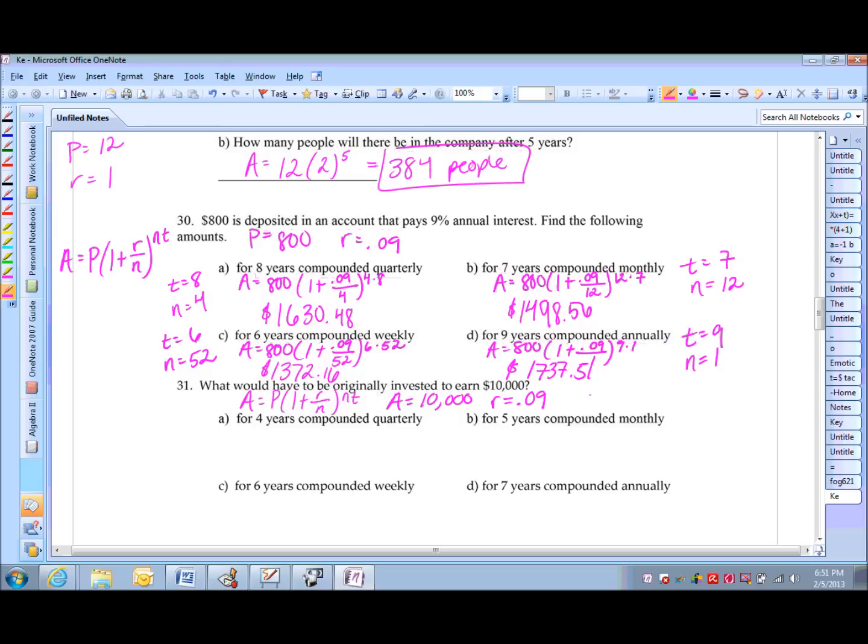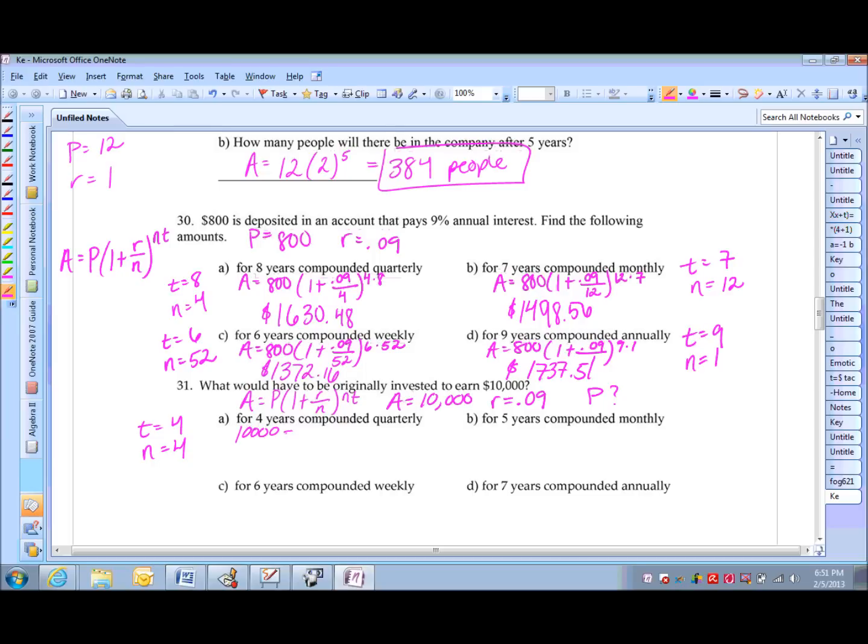And we are going to be looking for our P value. That's what we're going to be looking for in these problems. In part A, they ask us for 4 years compounded quarterly. How much would have to be invested? Well, that means our T value is 4. And since it's compounded quarterly, it's compounded 4 times a year. So we plug in our values into our formula.